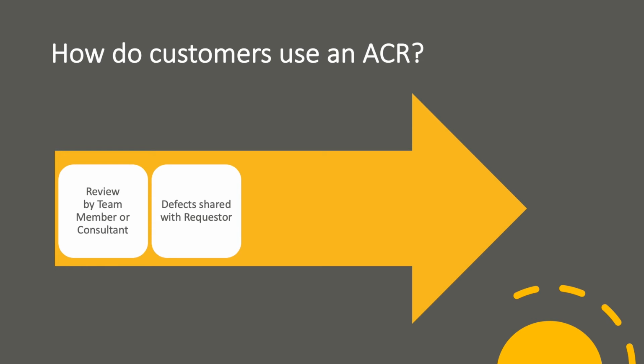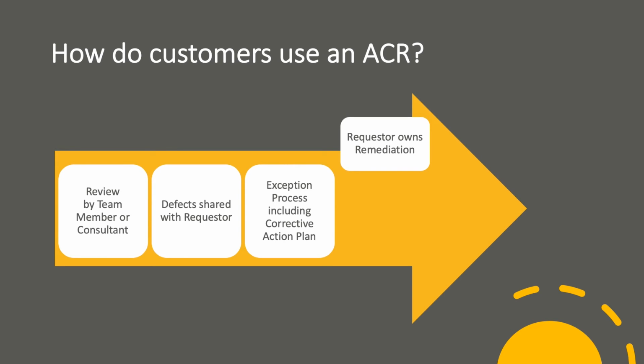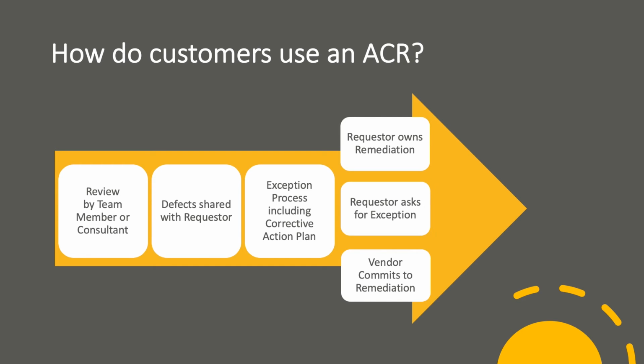If there are defects, the requester has the option of utilizing an exception process. The exception process generally includes a corrective action plan or similar vehicle that outlines how the requester or organization will handle defects. These exception processes usually have several options. For example, the requester can take ownership of the necessary remediation tasks. The exception process can be the basis for engaging the vendor, who will make commitments to remediate the product, or the requester can ask for an exception or exemption to the accessibility policy.